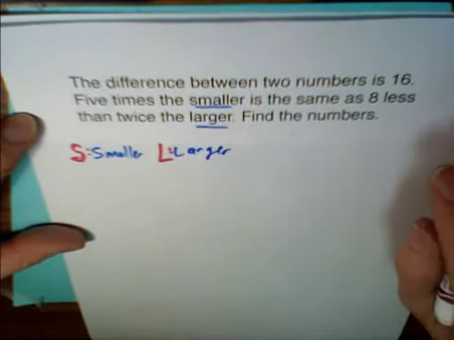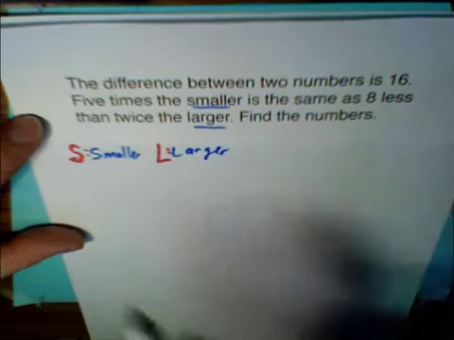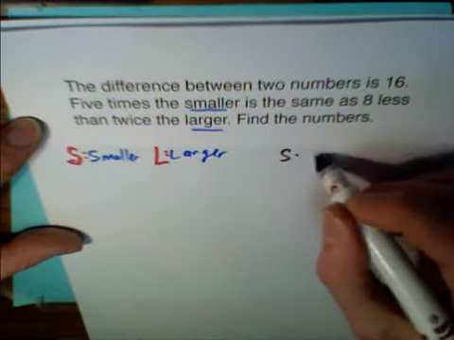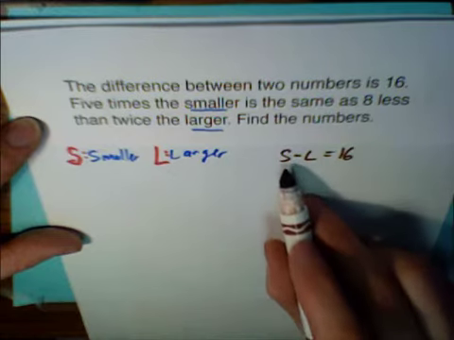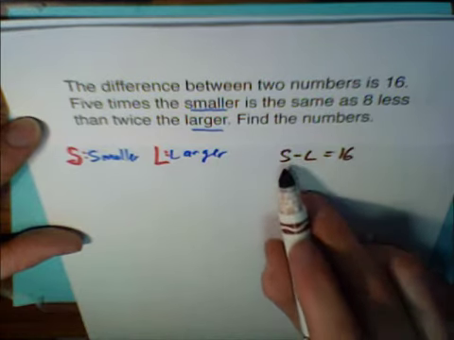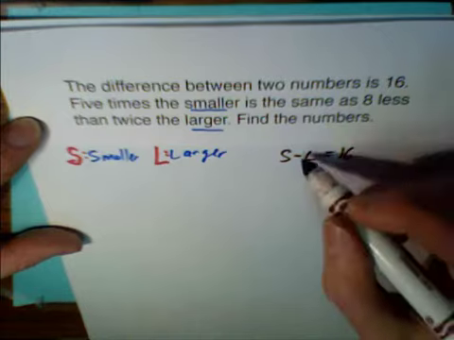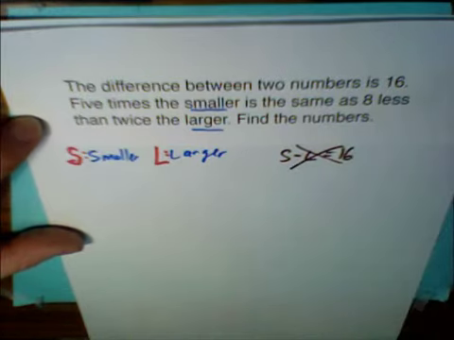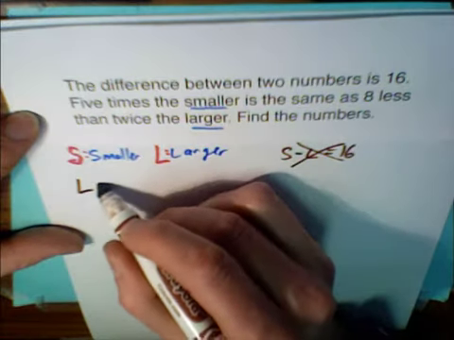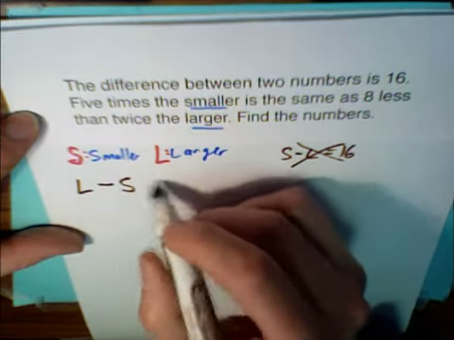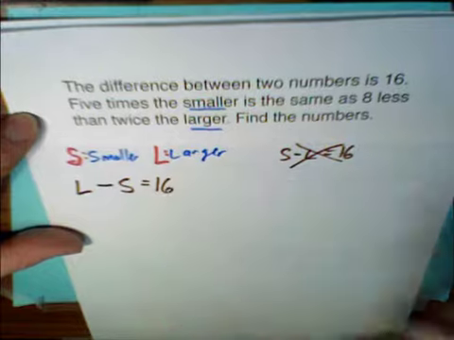Here it says the difference between 2 numbers is 16. Now you want to be careful. Don't just write S minus L equals 16, the difference, because this is the smaller number. And if you take a smaller and you subtract a larger, you're going to get a negative value. So that's not a good answer. Instead, you want to take the larger, subtract the smaller. This will give you a difference. And our difference in this case is 16.